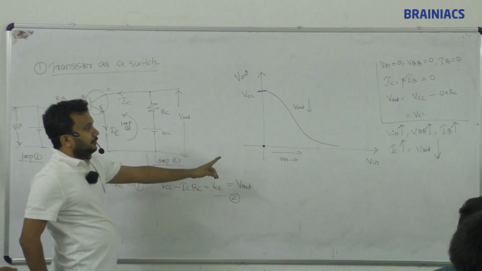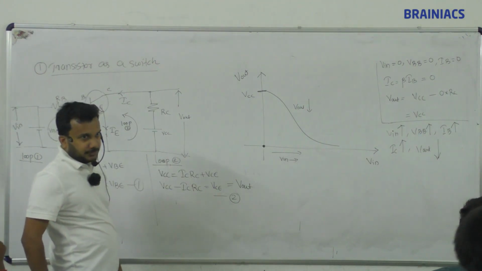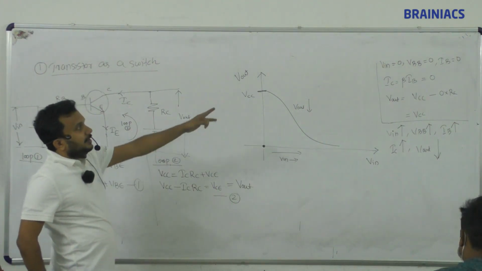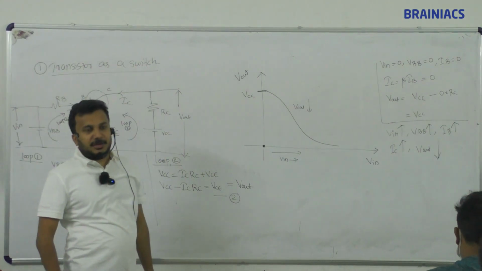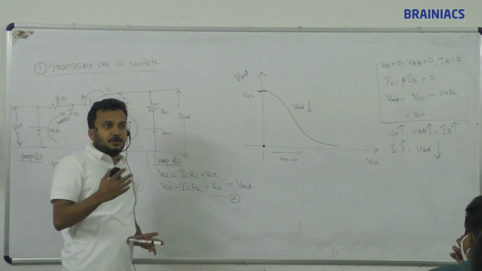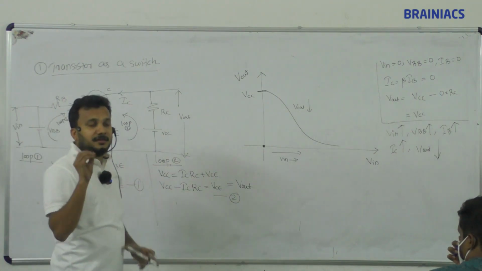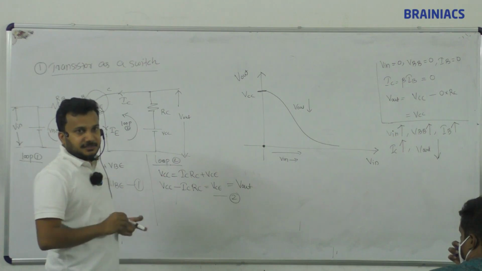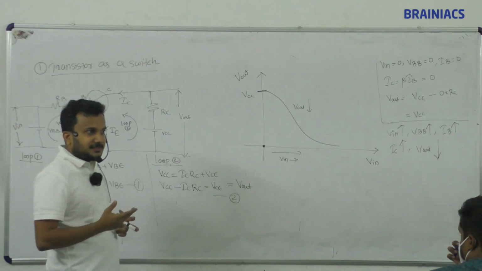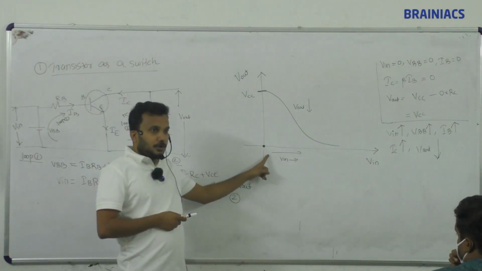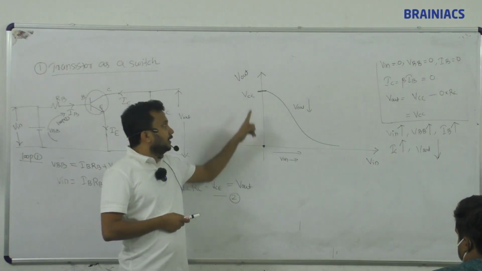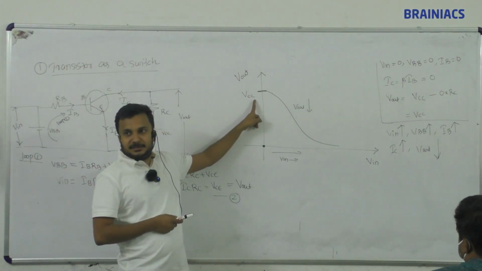Next, when V in equal to 0, one more additional point here, right? When V in equal to 0, IB is equal to 0. IB is equal to 0 means transistor is off or on? IB equal to 0 means no current is going to the base of the transistor. So the transistor is off when V in equal to 0. That time what is the value of VCC?